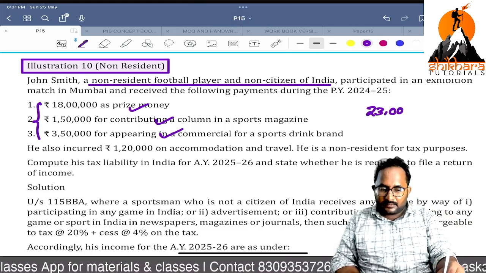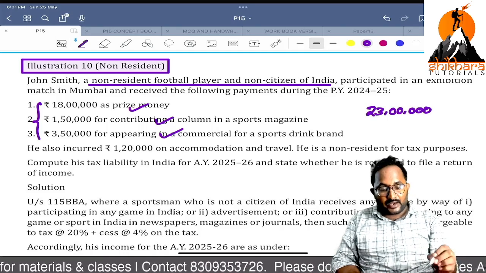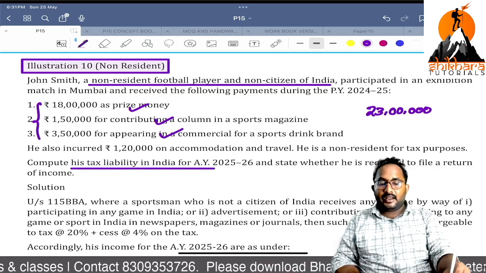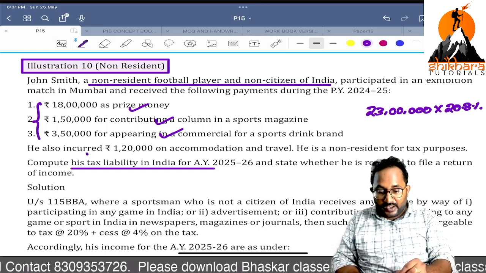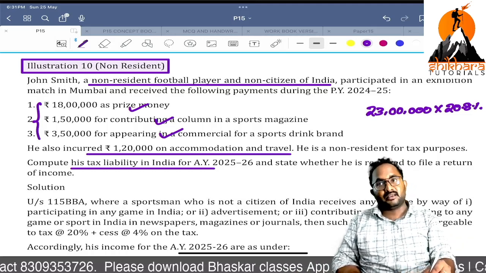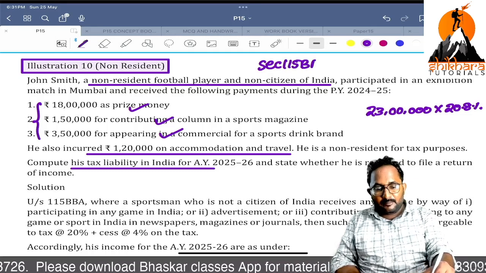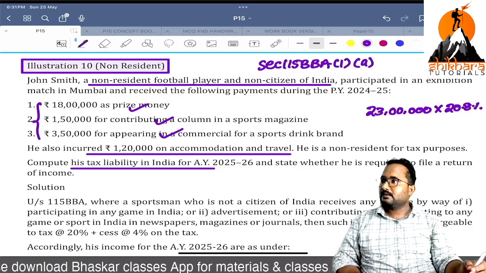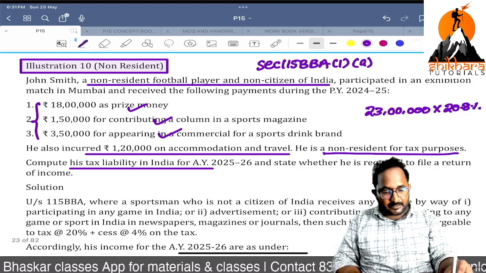23 lakh he received. On this 23 lakh, what is the tax he is required to pay, ma'am? 20% plus education cess, that is totally 20.8%. There are no expenses that can be available for him. What is the provision he can apply, ma'am? Section 115BBA subsection 1 clause A. There are no other expenses. He is a non-resident for tax purposes only.